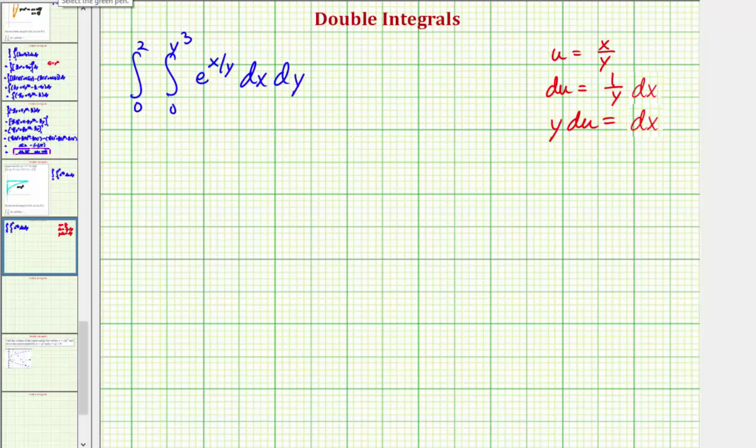So to help us find the antiderivative, let's rewrite this in terms of u. This would be e to the u, but dx is equal to y differential u, so we have a factor of y as well as differential u. So if we integrate with respect to u, we treat y as a constant, so we'd have y times e to the u. So if we integrate with respect to x, we would have y times e to the x divided by y, since u equals x divided by y.